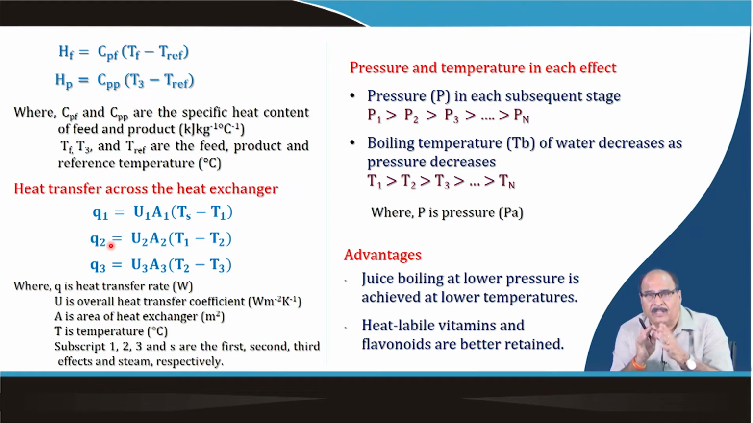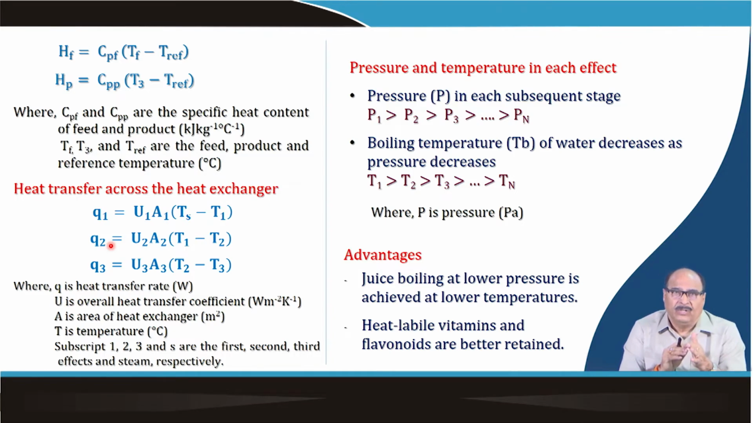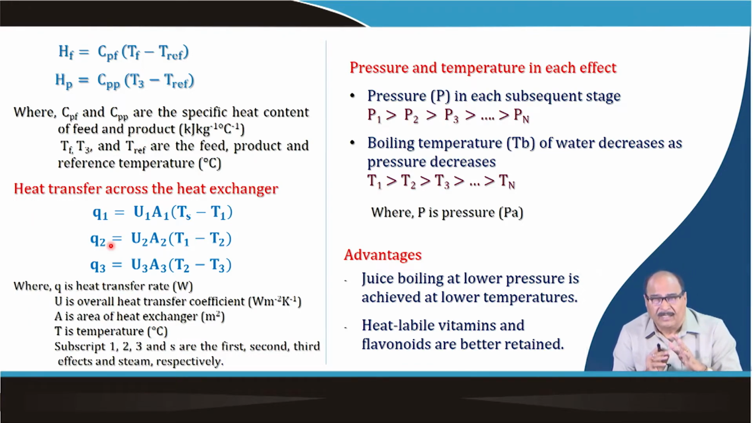So, the pressure and temperature in each effect: there are 3 effects here, similarly there can be 4 effects, 7 effects, that is a multiple effect evaporator. In each effect, the pressure will change subsequently, like P1 is more than P2, P2 is more than P3, P3 is more than P4 and so on. And accordingly the boiling temperature also, T1 is more than T2 and T2 is more than T3 and so on. The advantages of this multiple effect evaporator include that juice boiling at lower pressure is achieved at lower temperatures, and therefore heat labile vitamins and flavonoids or bioactives are better retained in these processes.